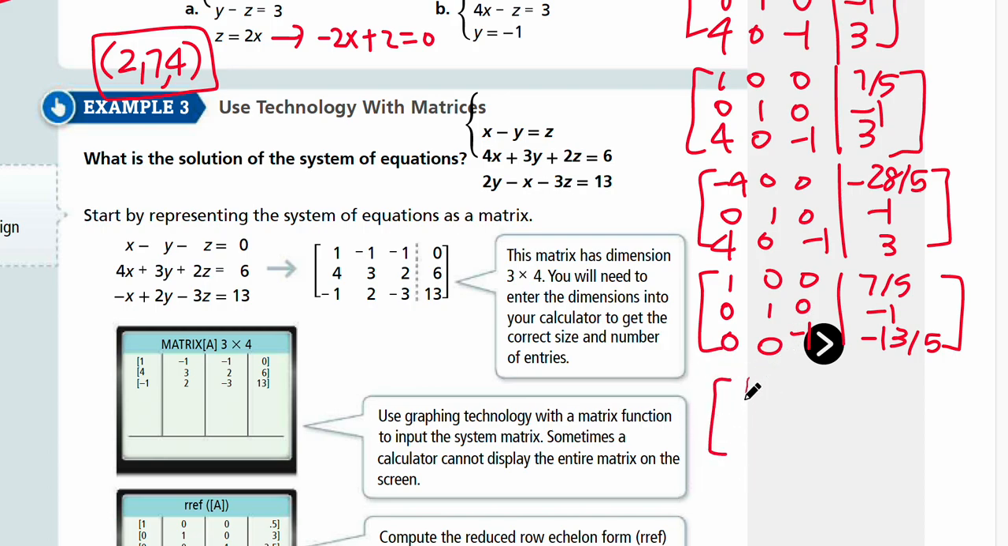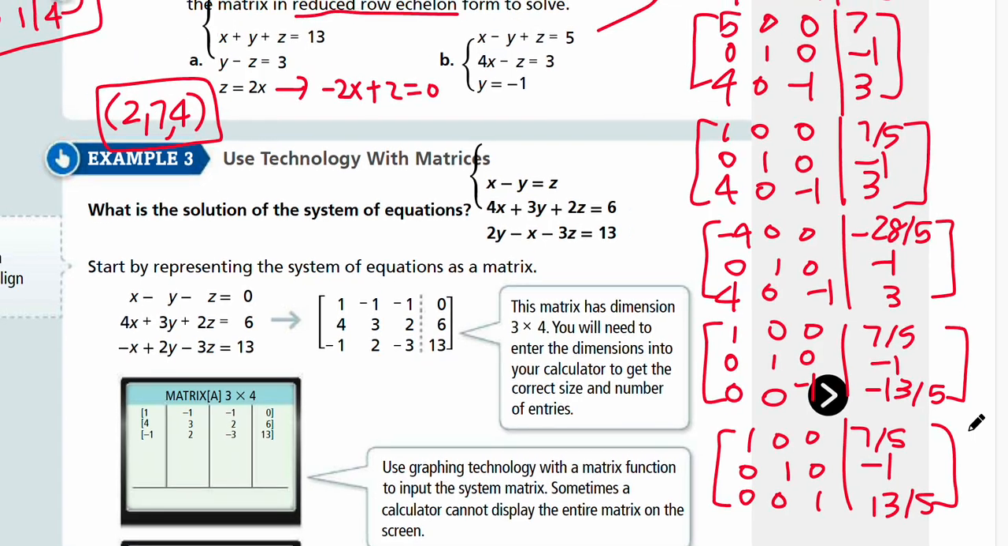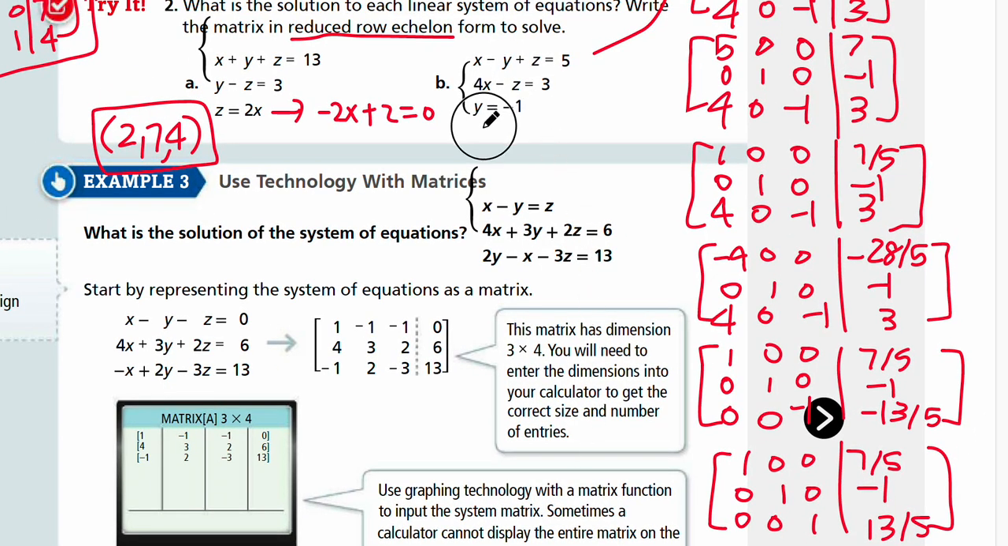Oh, we're not done, right? We just need to multiply the last row by negative 1. So 0, 0, positive 1, and positive 13 over 5. Good, now we're done. So we have x is equal to 7 over 5. y is negative 1. And z is 13 over 5. Or you can write them as decimals. If you write it as decimals, you'll get 1.4, negative 1, 2.6. Okay?